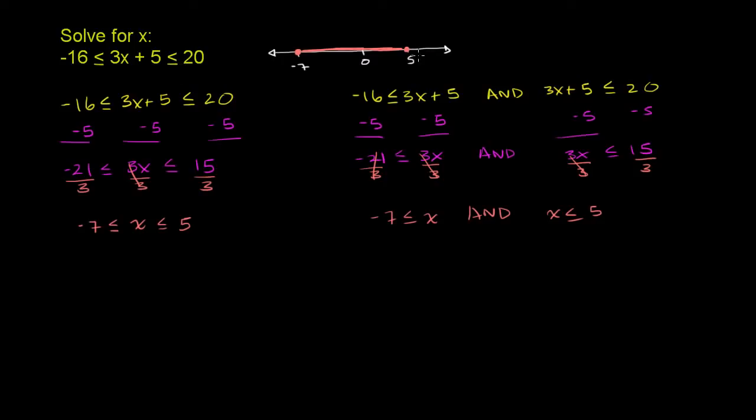You could go outside of our solution set. Try something like 10. 10 should not work. And if you see here, if you put 10 here, you get 3 times 10 plus 5 is 35. Negative 16 is less than or equal to 35, but 35 is not less than or equal to 20. And that's why 10 is not part of our solution set.